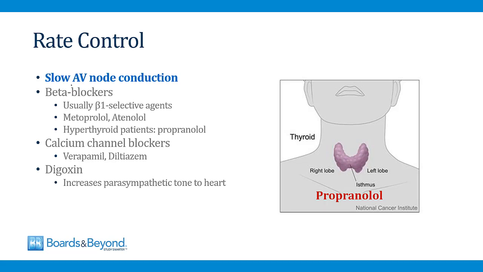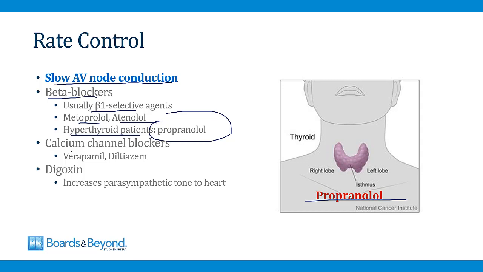So as I just mentioned, all of the drugs used for rate control slow AV nodal conduction. Beta blockers used for rate control are usually beta-1 selective agents like metoprolol and atenolol. These agents target the beta-1 receptors found in the AV node. One special note, and this is super high yield for board exams: in patients who are hyperthyroid and also have atrial fibrillation, the drug of choice is propranolol, and I've written that on this slide here to remind you of that. Propranolol is an old beta blocker that we don't use much anymore in the modern era, but in addition to being a beta blocker that slows conduction through the AV node, it also minimizes many of the symptoms of hyperthyroidism, so it's the ideal drug in hyperthyroid patients with atrial fibrillation.